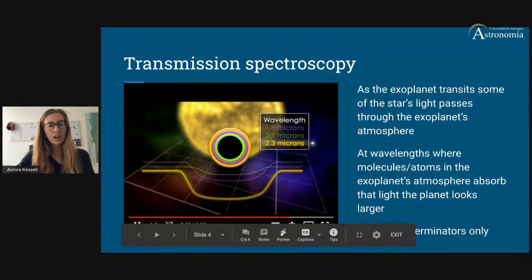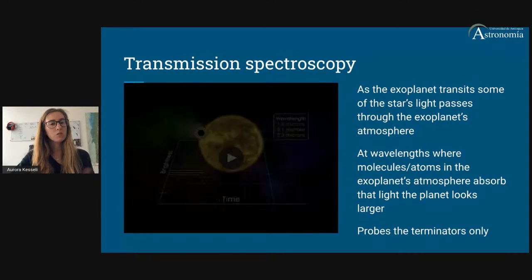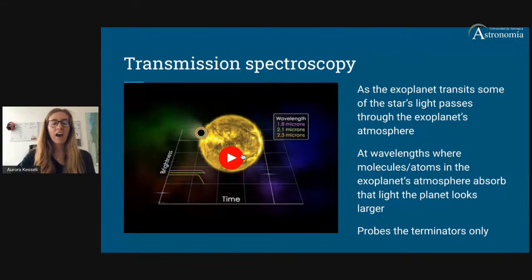And here, this is exaggerated, of course, but at 2.3 microns, the atmosphere looks the biggest. Two days ago, we saw that 2.3 microns is the main band of carbon monoxide. So maybe there's lots of carbon monoxide, and so the atmosphere is optically thick at 2.3 microns everywhere there's carbon monoxide. So the exoplanet looks even bigger.